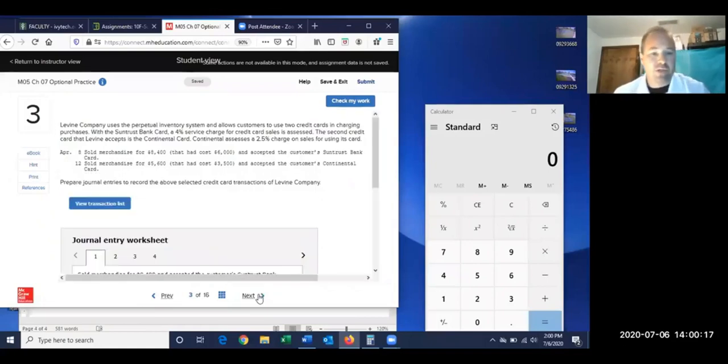Where we're going to start here is with number 3. Number 3 has one little new thing that we didn't talk about in the lecture, and that's when a company charges you a service fee to use their credit card. So think of this as kind of like Visa or MasterCard, something like that. You can do this one of 2 ways.